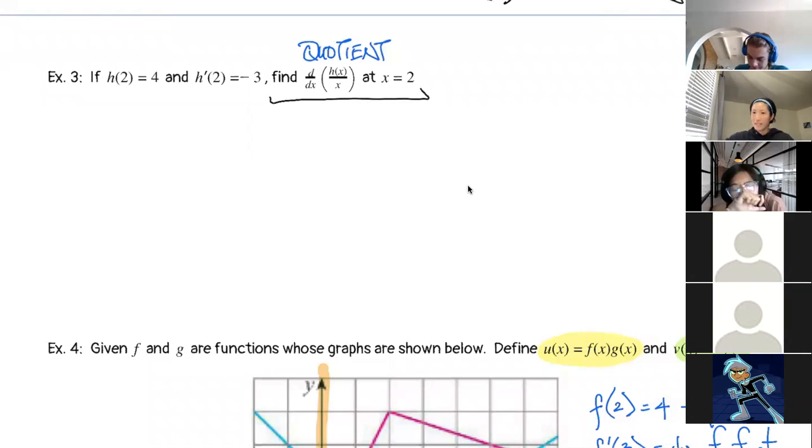All right. So how did that feel? Uh-oh. Okay. That's super fair. All right, let's take a look at example 3.